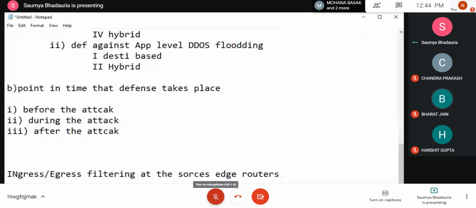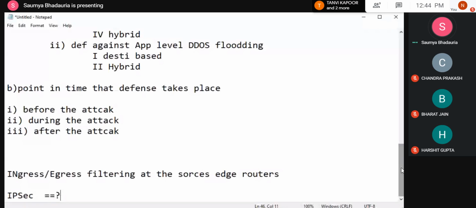It's a protocol which gives security to the data: confidentiality, authentication. It is used to send the data.